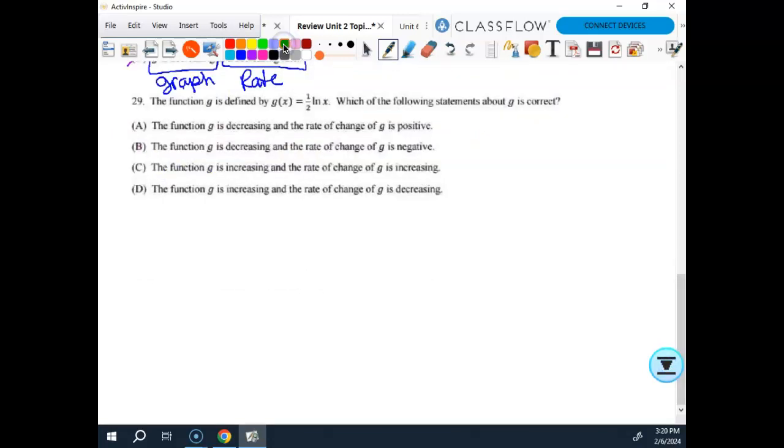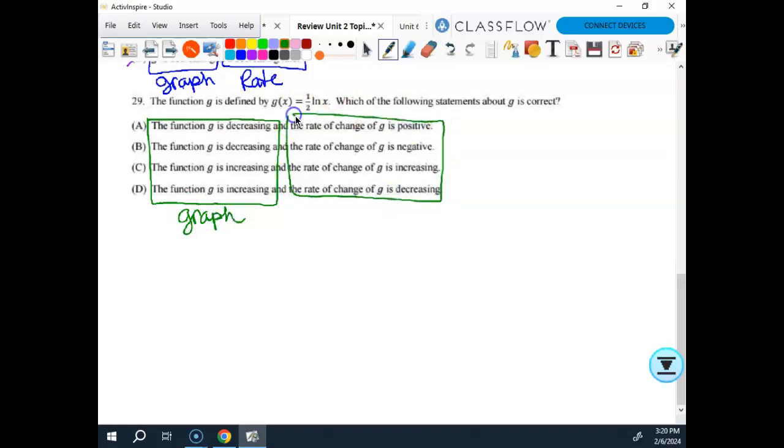Here, function g. So the function g, this is the graph, and the rate is the rate. So I'm going to need the graph and the fun chart. Natural log of x, natural log of x. Okay. Fun chart. The more you write it, the more you will just know how to slap it down quickly when you need it. All right, so the graph itself is increasing. So I can eliminate A and B.